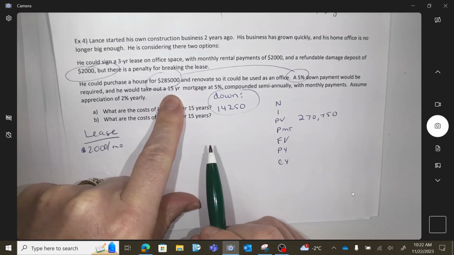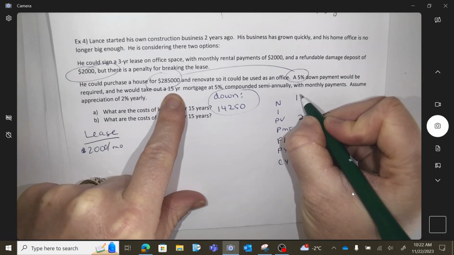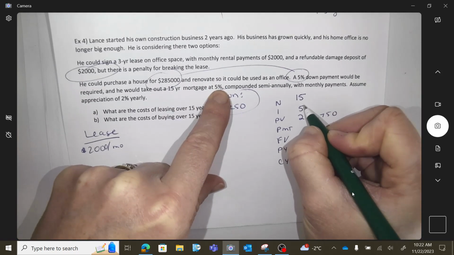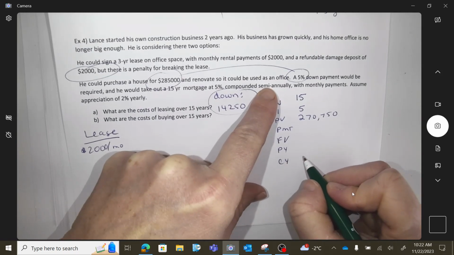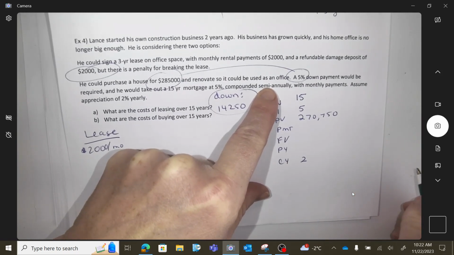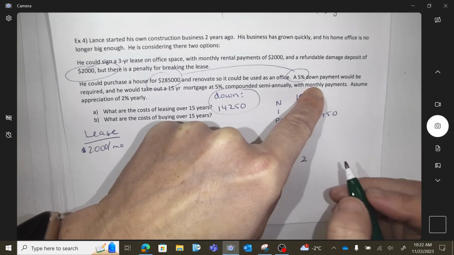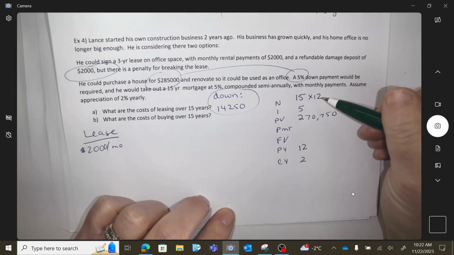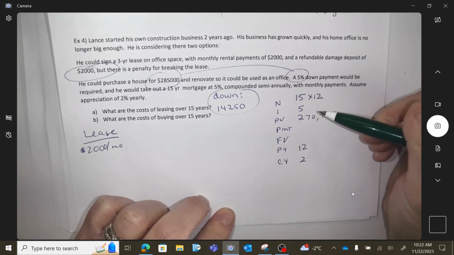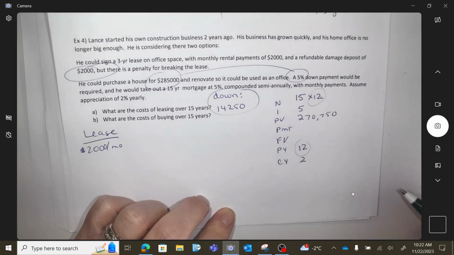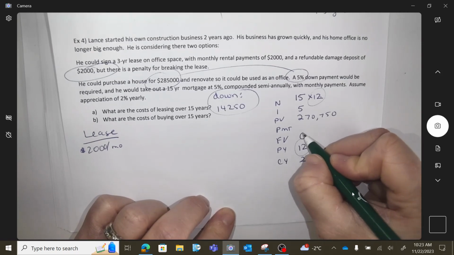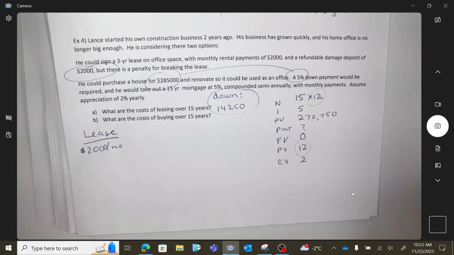He would do a 15-year mortgage, so give me a 15 up there, 5%, compounded semi-annually, so give me a 2 at the bottom, and you're going to make monthly payments, so this is 12. You also need to put 15 times 12 at the top now. Monthly payments. Remember, whatever you do for N includes this. Okay, so give me a payment. How much do you have to pay per month?